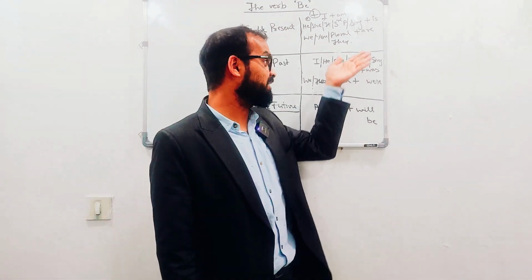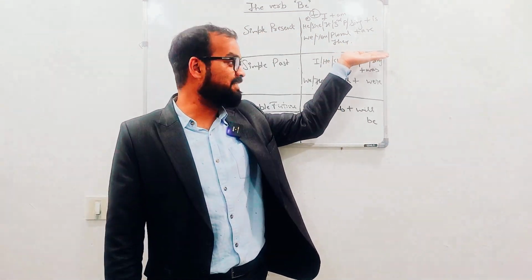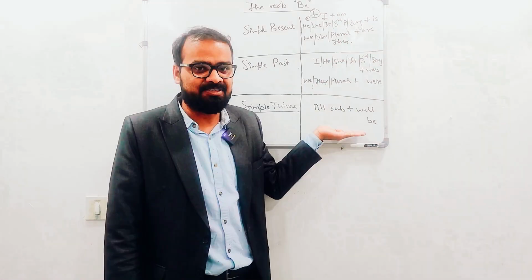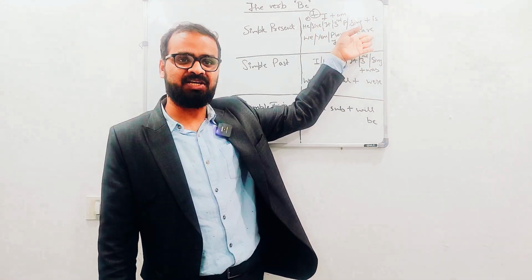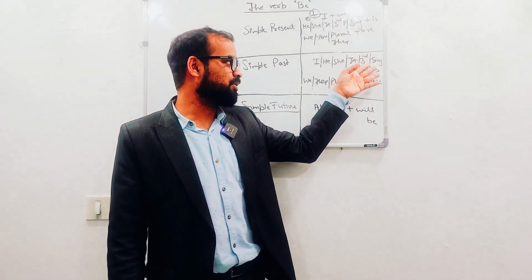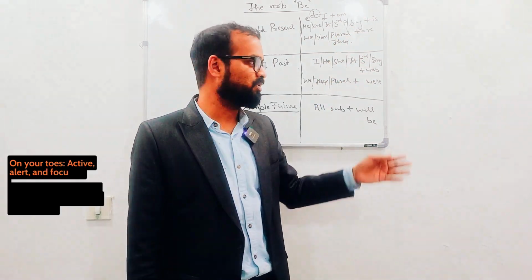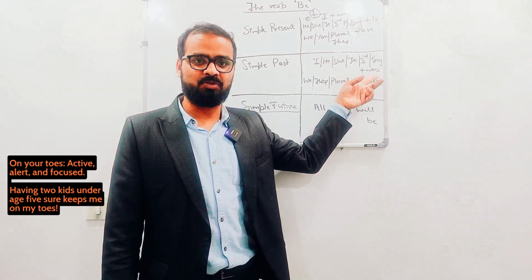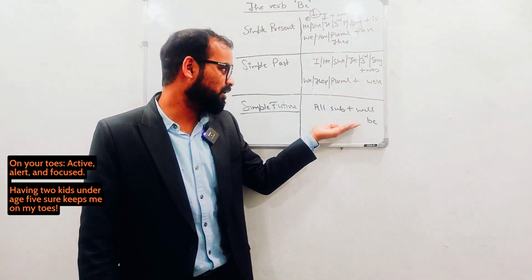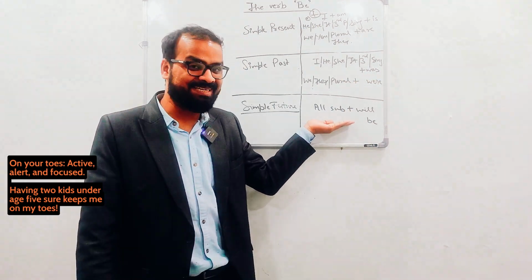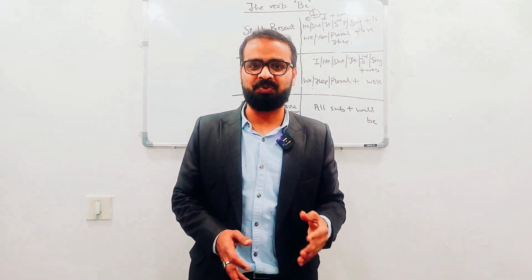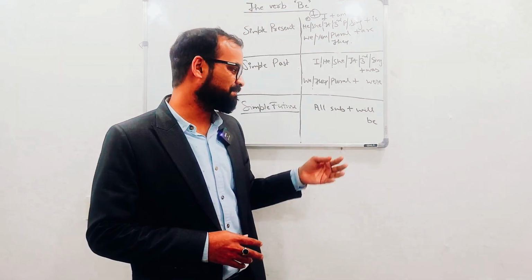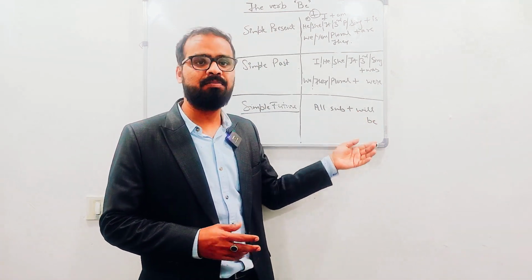So like I said, it will get easier and it is getting easier with each tense. So if you see here, you have three things to take care of. Here, you just gotta be on your toes and be careful while using was or were. And the last one, the easiest, is simple future. In simple future, you really don't have to care about a lot of things. You just have to use will and be.